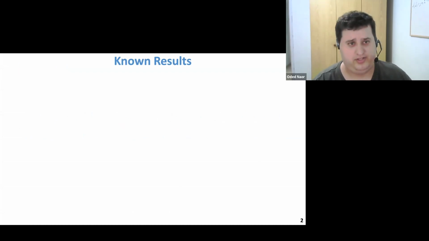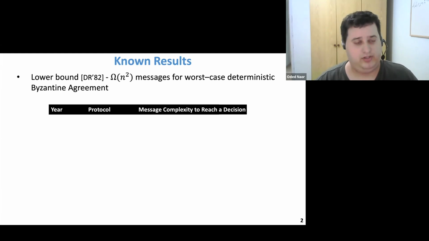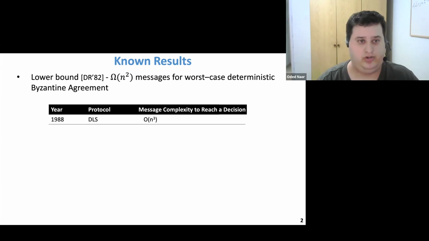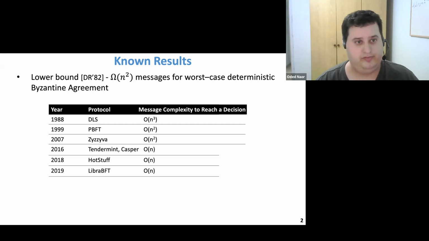We're talking about the eventually synchronous model in the Byzantine SMR problem. There is a known lower bound, Shir mentioned it, from 1982 of a quadratic number of messages for worst-case deterministic Byzantine agreement. And if we look at some of the results over the history, we can see that DLS actually requires a cubic number of messages to reach a decision, followed by PBFT and Zyzzyva, which required a quadratic number of messages. And since the era of blockchains, we have protocols like Tendermint and HotStuff, which actually require a linear number of messages per decision. Now, you might wonder what's the connection between this linear message complexity and the well-known quadratic lower bound.